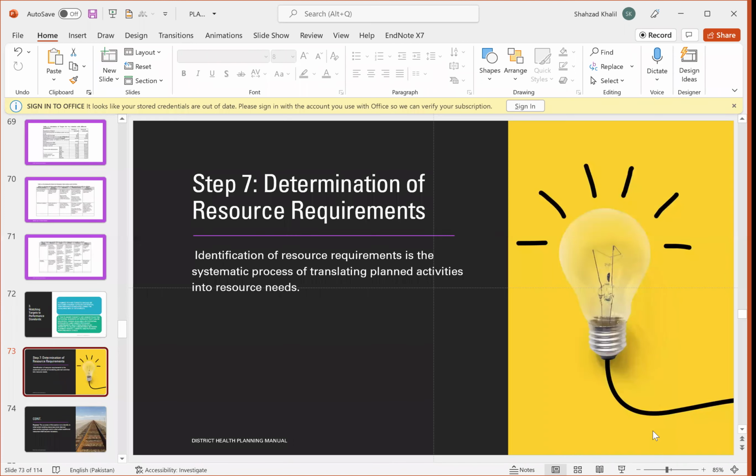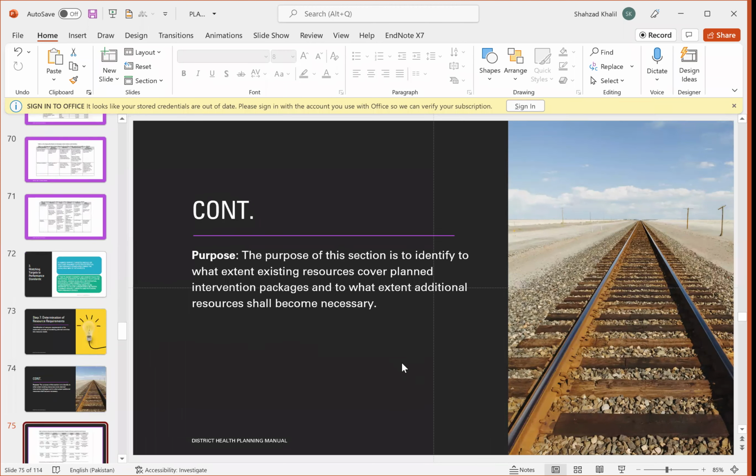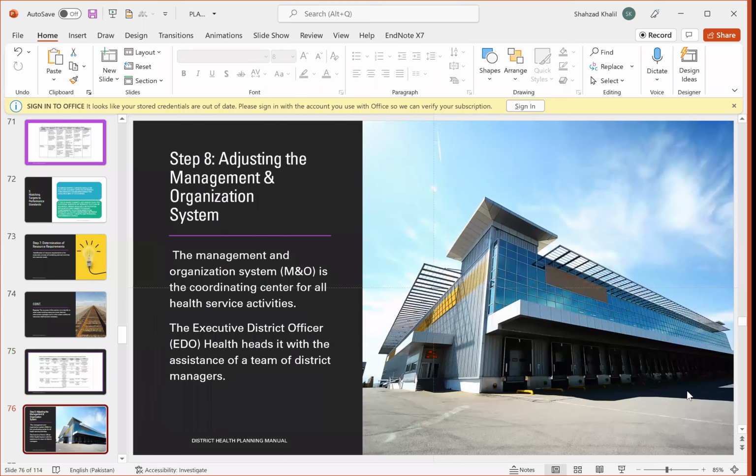Determination of resource requirements. Identification of resource requirements is very important. The purpose of this section is to identify to what extent existing resources cover the planned intervention packages and to what extent additional resources shall become necessary. So these are the resource requirements for an immunization program of women against tetanus. You can see the activity, the personnel, physical infrastructure, equipment, drugs, transport, and funds. So you can see the different requirements.